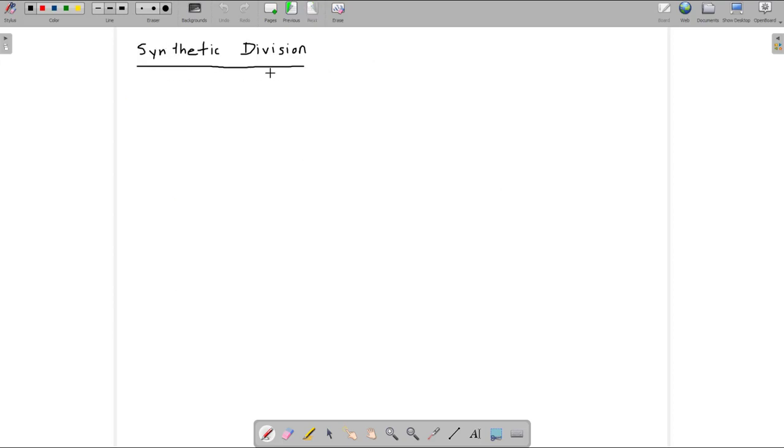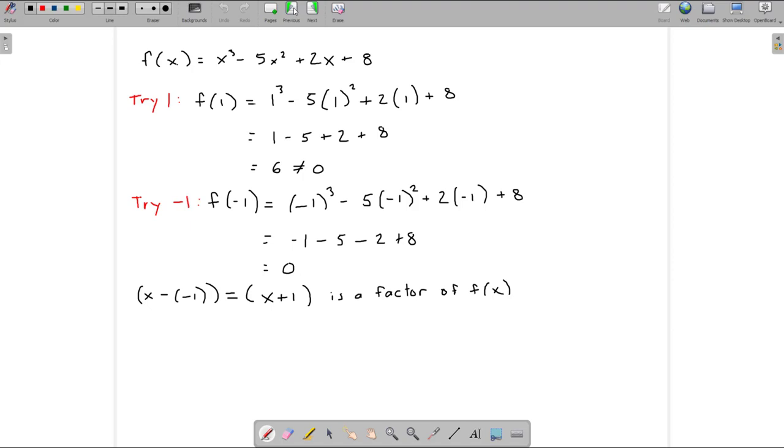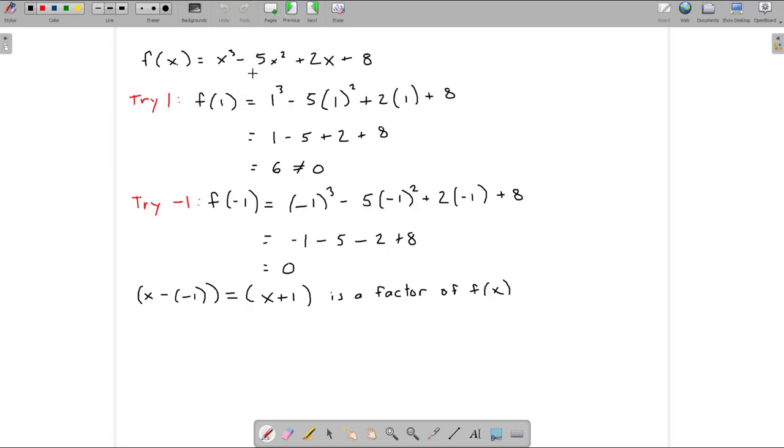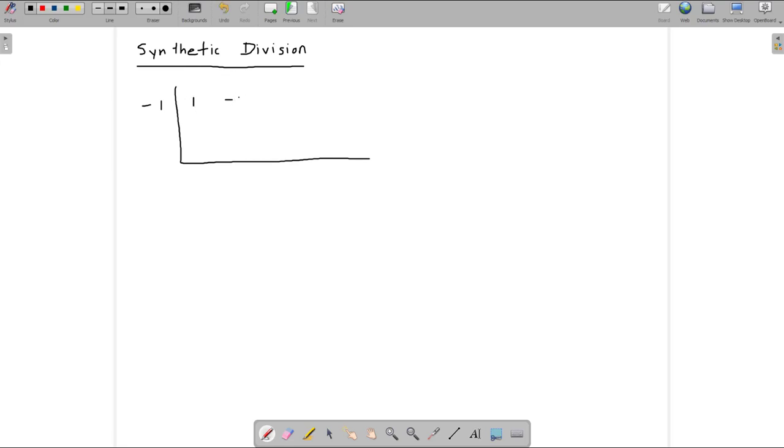Okay, so with synthetic division, we have to write our 0 on the outside, so negative 1 is going to go on the outside here. And then I draw this bar, and then here go the coefficients of my polynomial. I don't have to put any zeros this time because I have a term for each degree. So I just have to copy the coefficients, and I take the sign with me too. So 1, -5, 2, and 8.